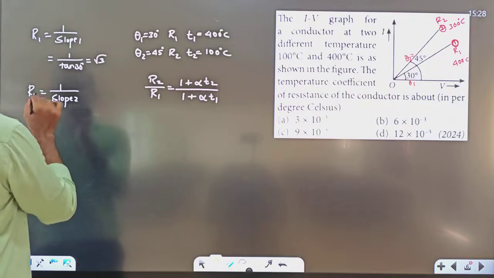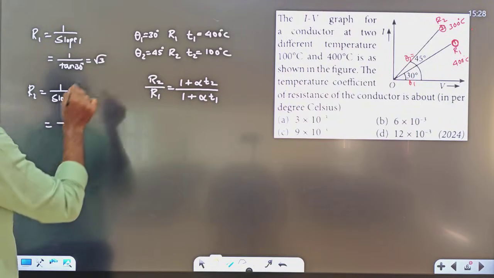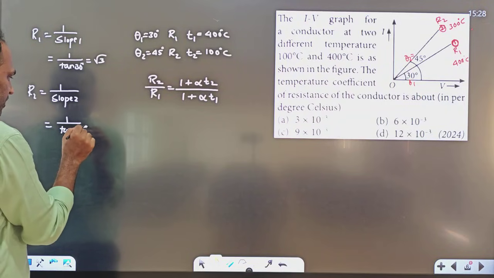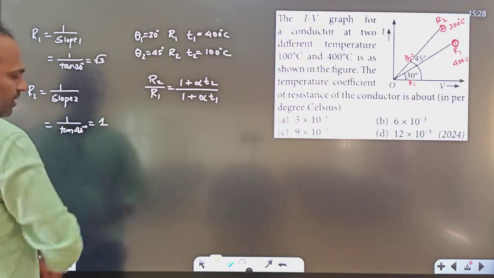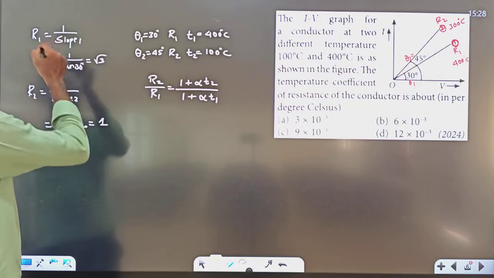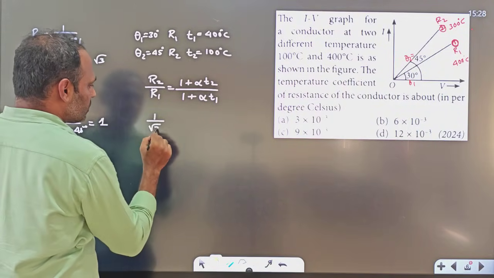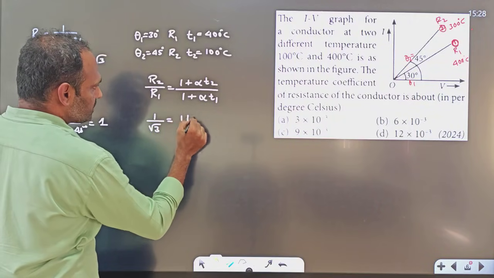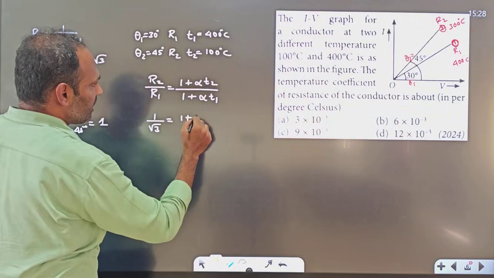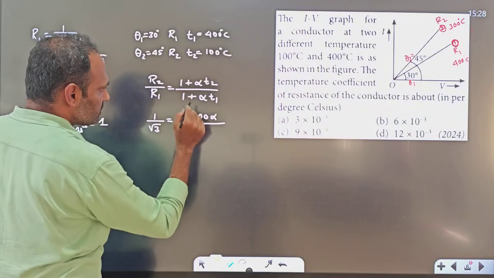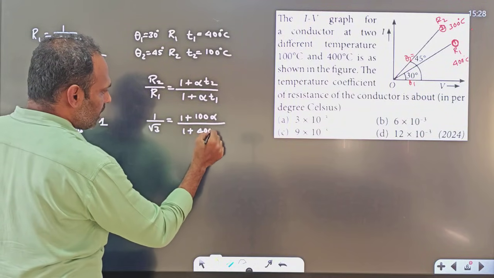Correct? R1 is root 3. R2 is 1 by the slope of the second line. The second line is 45 degree, so I will take it as tan 45 degree, which means it will be 1. So we got the R1 value as well as the R2 value. R2 is 1 ohm, R1 is root 3, equal to 1 plus alpha T2, T2 is 100, so I will call this 100 alpha, over 1 plus 400 alpha.